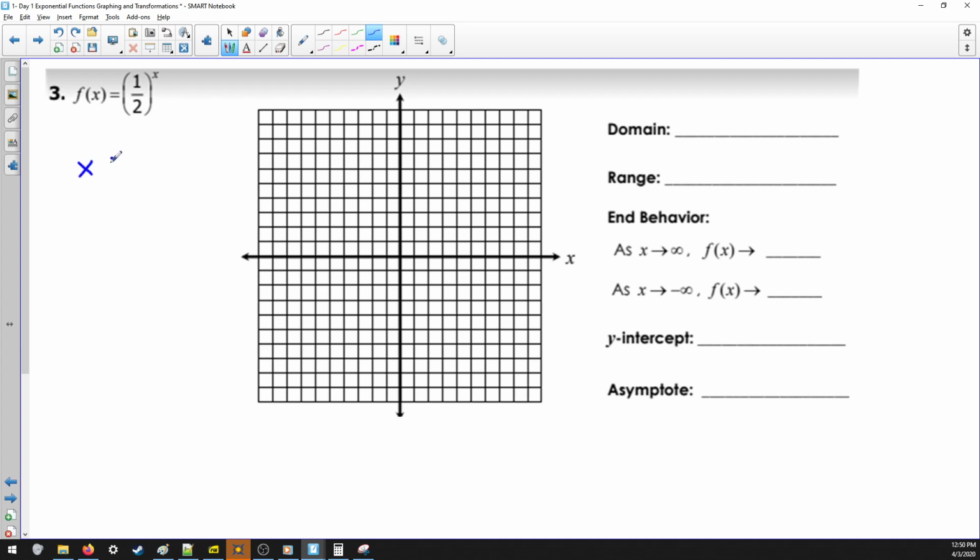So I'm going to make my XY table. And I'm going to generate some values. I'm going to generate the standard -2, -1, 0, 1, 2. And again, you might have to experiment with these numbers depending on what the base is.